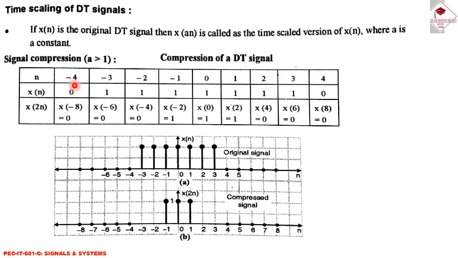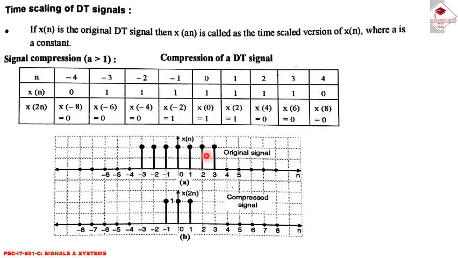So minus 4 multiplied by 2 is minus 8. But in this particular table we cannot find a minus 8 value, so its value is 0. Again, minus 3 multiplied by 2 is minus 6, but here the minus 6 position value cannot be found, so again it is 0. Then again minus 4: we have found minus 4, and at minus 4 its value is 0. That value should be written over here. In that manner, all the values should be evaluated.